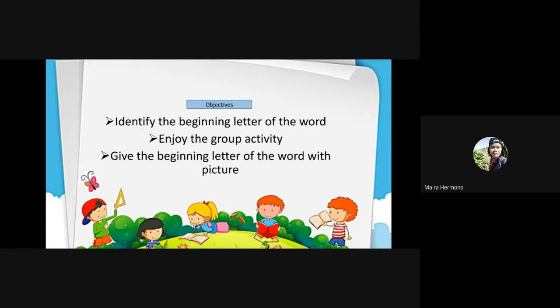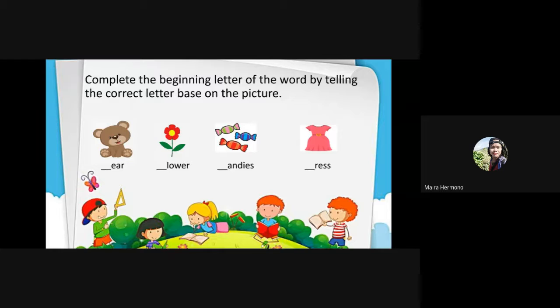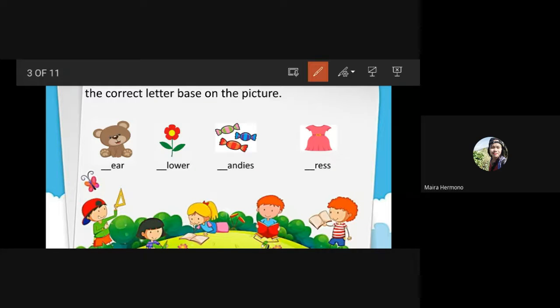Now, you are going to complete the beginning letter of the word by telling the correct letter based on the picture. Class, what is in the picture? First picture, yes, MJ? Yes, it is a bear. What is the beginning letter of the bear? Yes, MJ? Okay, it is B.